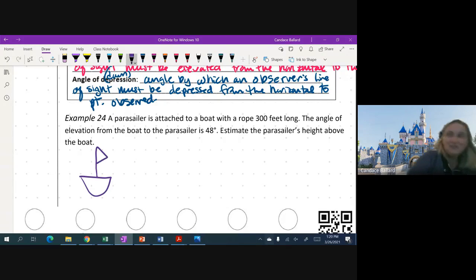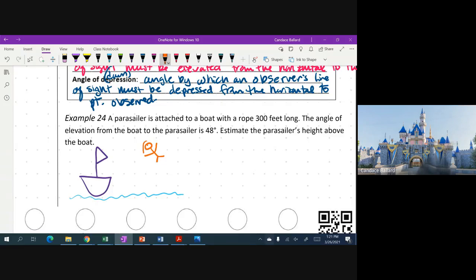There we go. There's my boat. That would be a boat that a parasailer would be attached to, right? Okay. Then we need some water for the boat. So here's the water for the boat. All right, and then we need a parasailer. Okay, so let's draw a parasailer. Here they are.